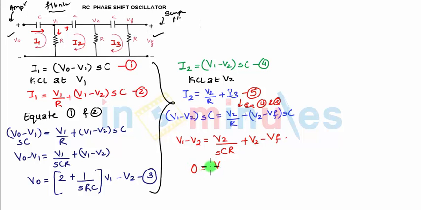Or we can say 0 equals minus V1 plus V2 into 2 plus 1 upon SCR, minus Vf, calling this equation 6.